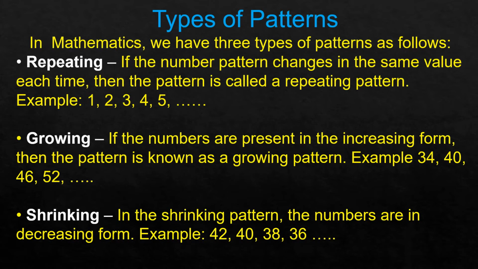Now we will see shrinking patterns. In shrinking patterns, the numbers are in decreasing form. When the numbers are in decreasing form, we call that a shrinking pattern. For example, 42, 40, 38, 36 and the next number will be what? That will be 34. So you can see these numbers are in decreasing order. So that's why we call that a shrinking pattern. So these all are the types of patterns.